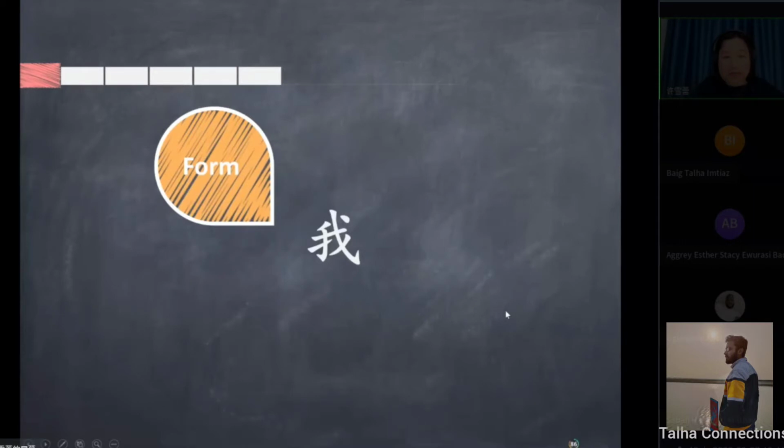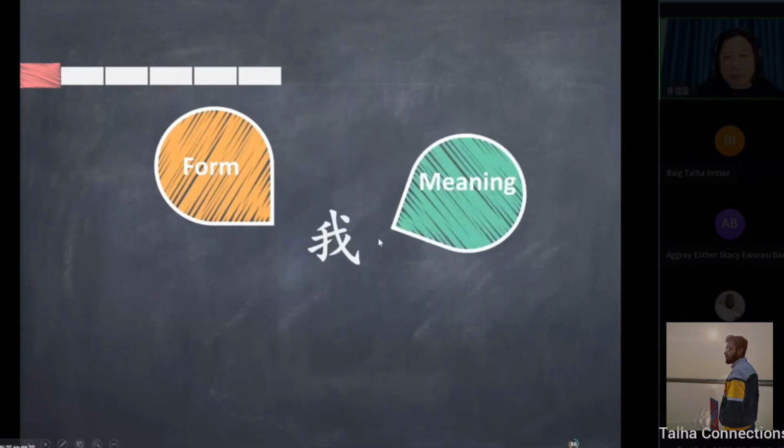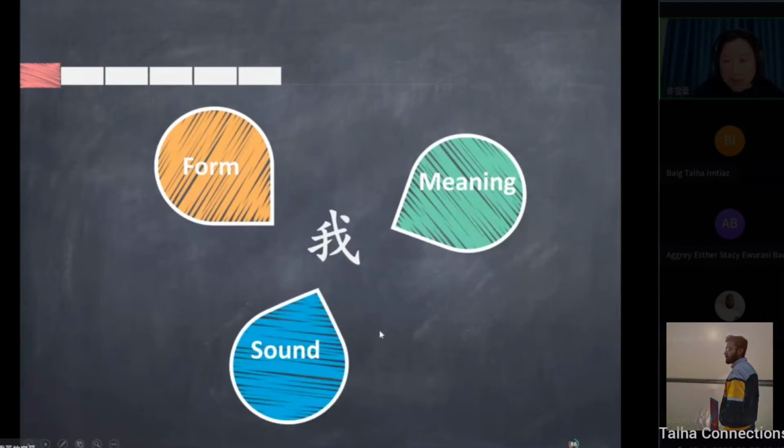The written form of the Chinese language is called Chinese characters. Here, look at the screen. This is a character. It has its form, its meaning, and its sound. I mean the pronunciation of this character. So one character, the written form of the Chinese language, has form, meaning, and sound.